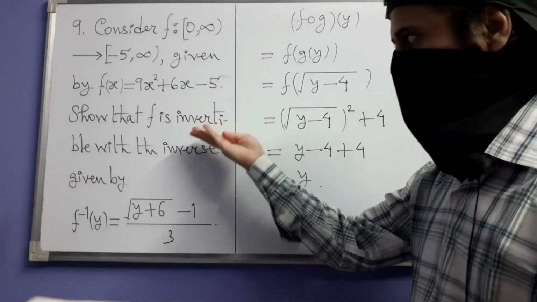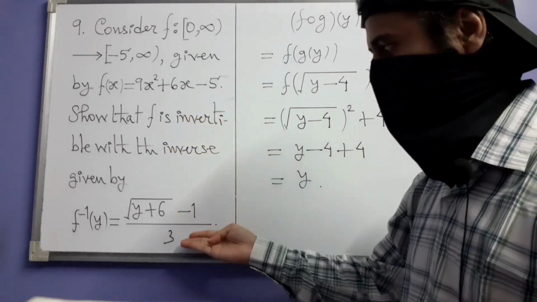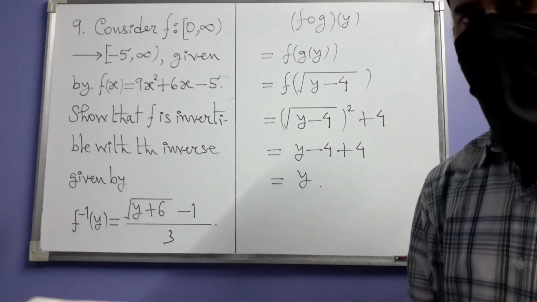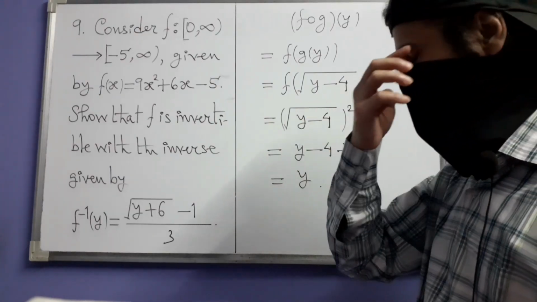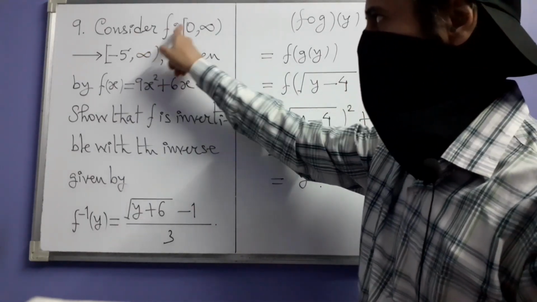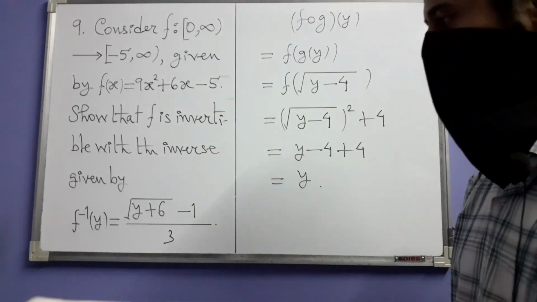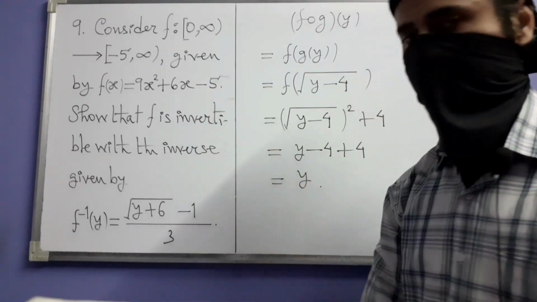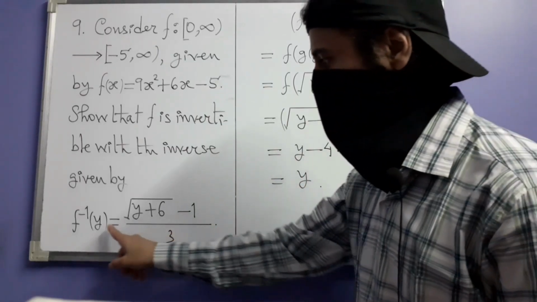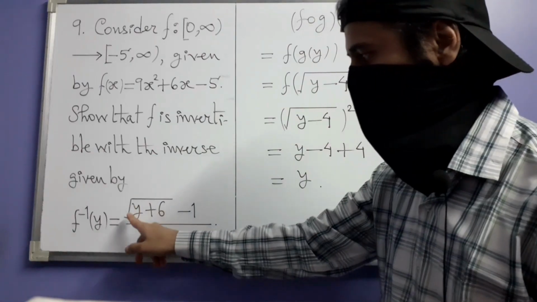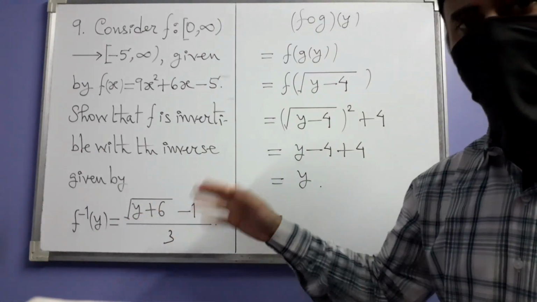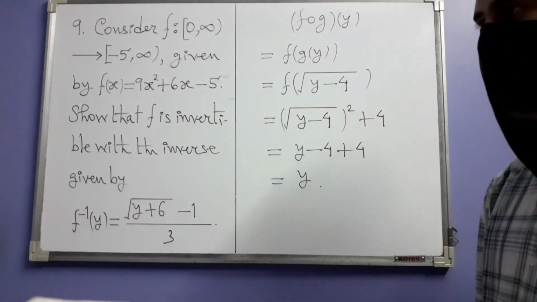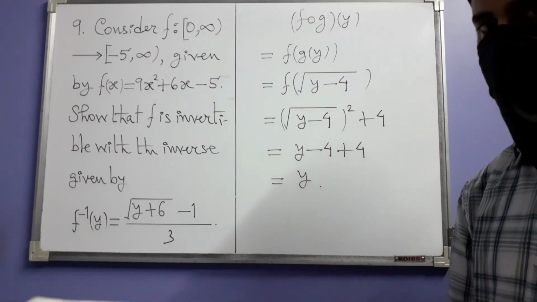Again, we have to show that f is invertible with the inverse given by this expression. You already understand that the inverse will be a function from this into this, so I did not write that. Instead, this is the proposed inverse, which at the point y has the value square root of y plus 6 minus 1 divided by 3. And the solution will be similar, so let's do it.